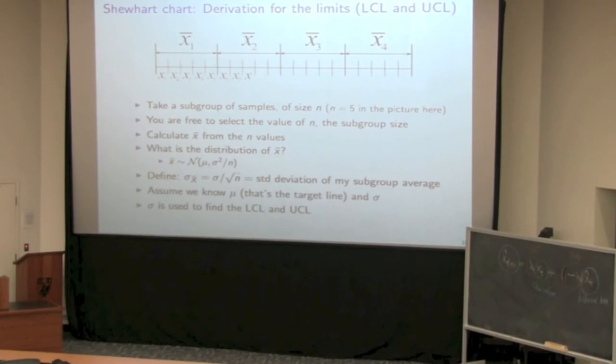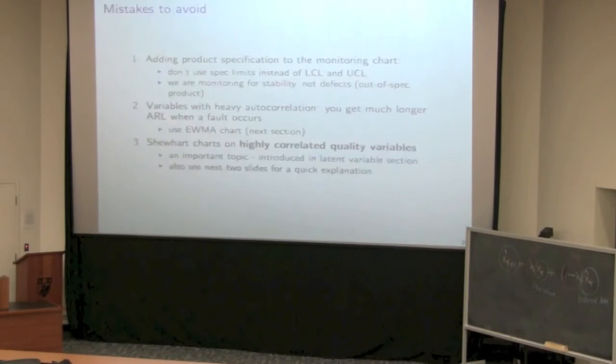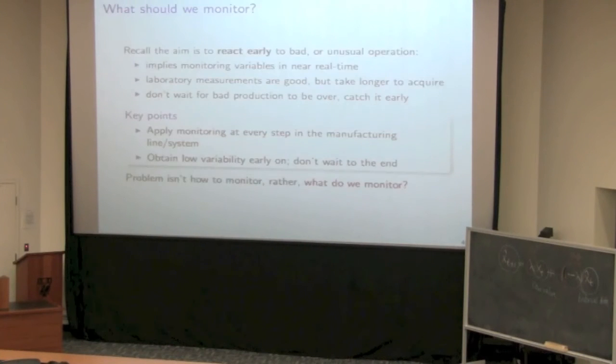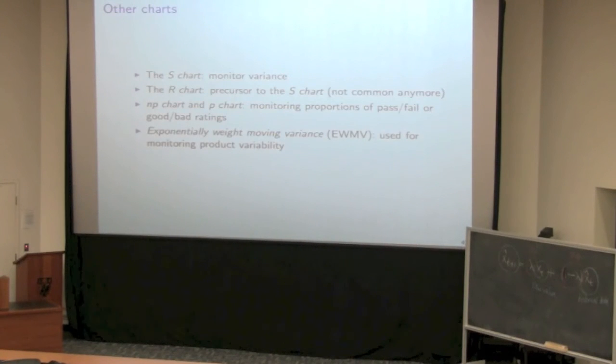That's an R chart. That range is indicative of spread or variability in the process. So the smaller the range, the closer those values are to each other, the more consistent your process is. So just from a historical point of view, that R chart might still be seen in some instances. There's EWMA and V charts as well if you're interested in tracking the variability of the process.